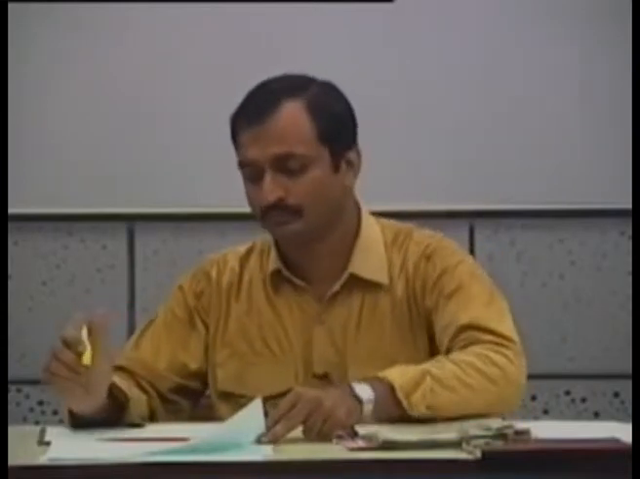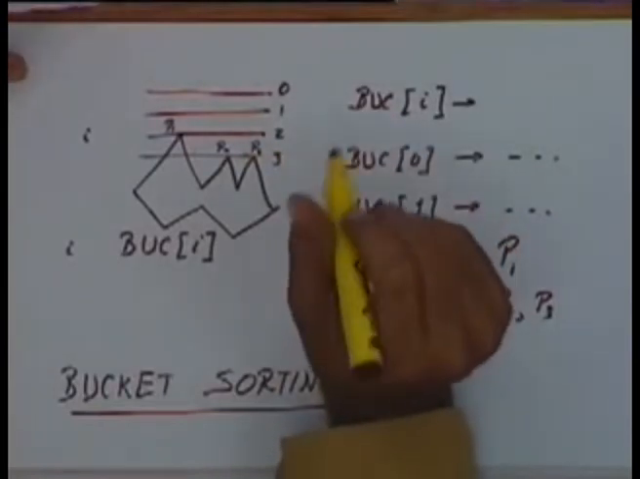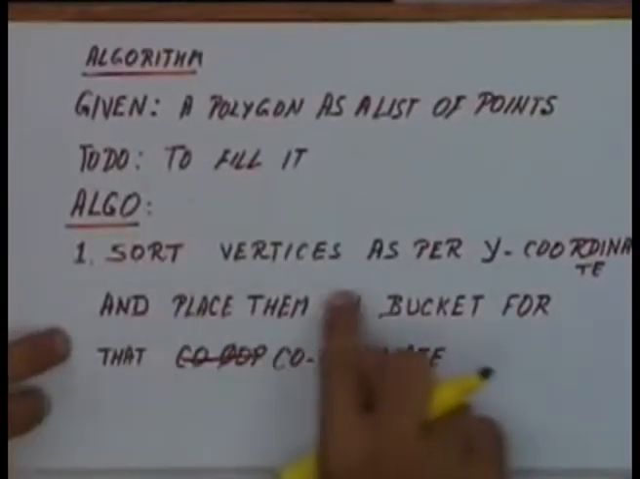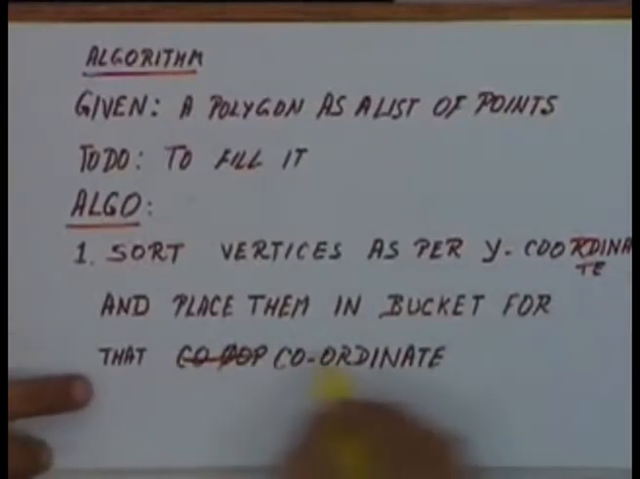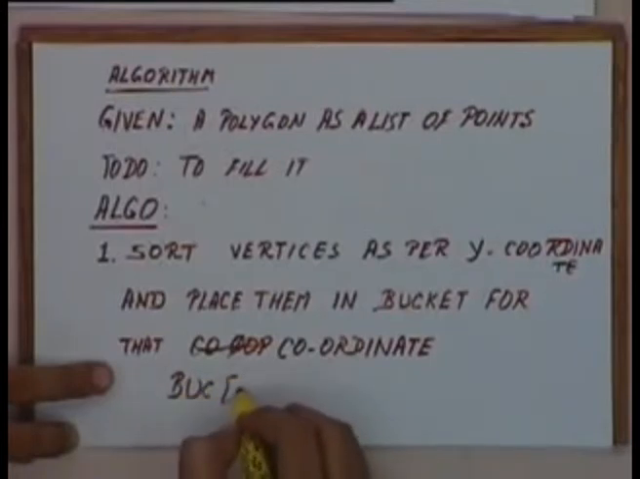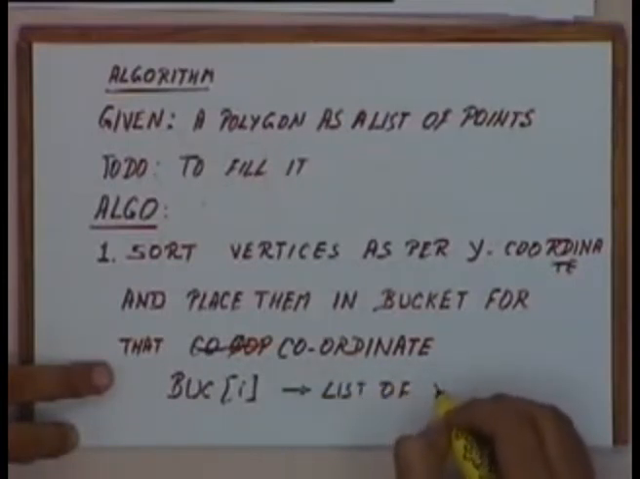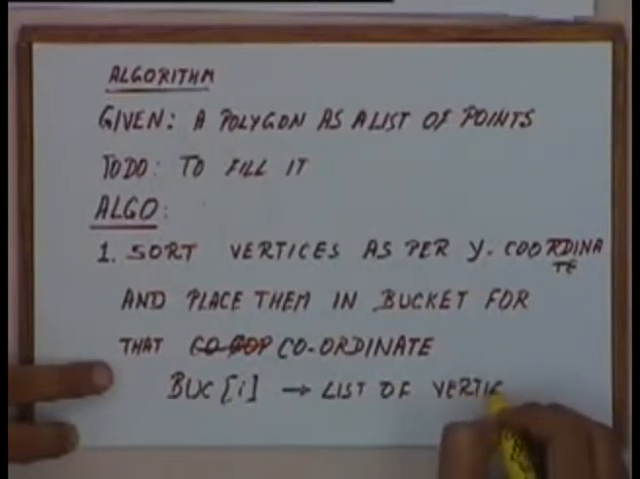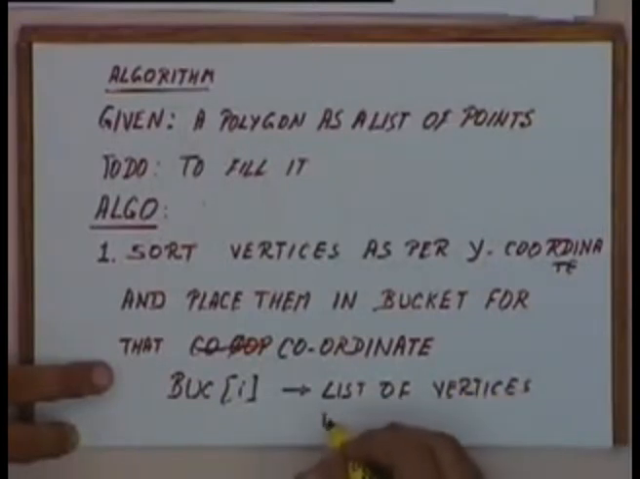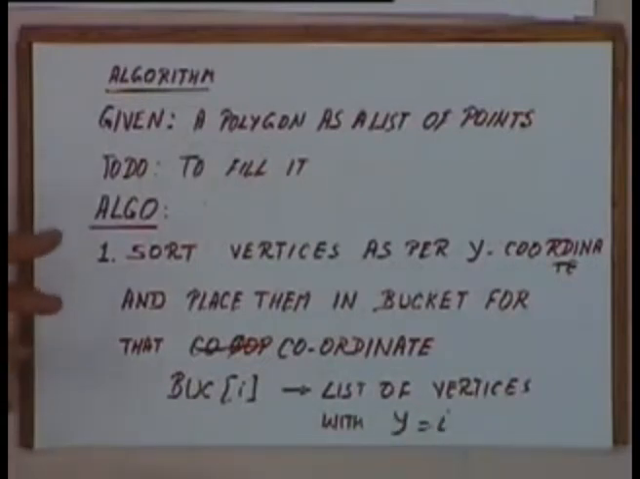Okay. So, in each bucket we will have the set of points starting on that particular scan line. That is what it says: sort vertices as per y coordinate and place them in the bucket for that coordinate. So, bucket of I would have the list of vertices with y coordinate equal to I.